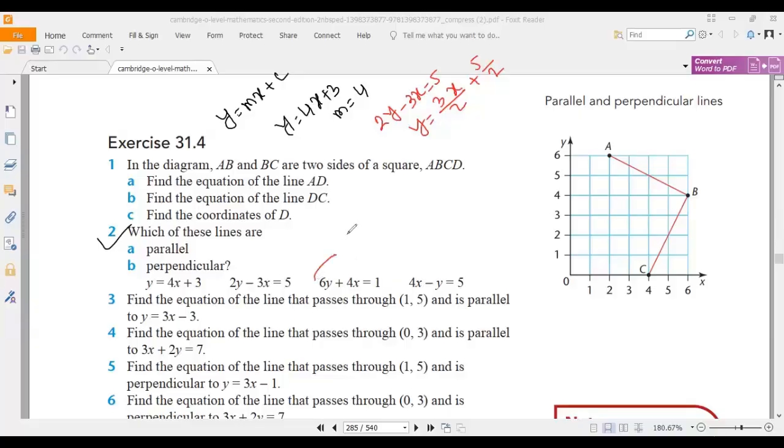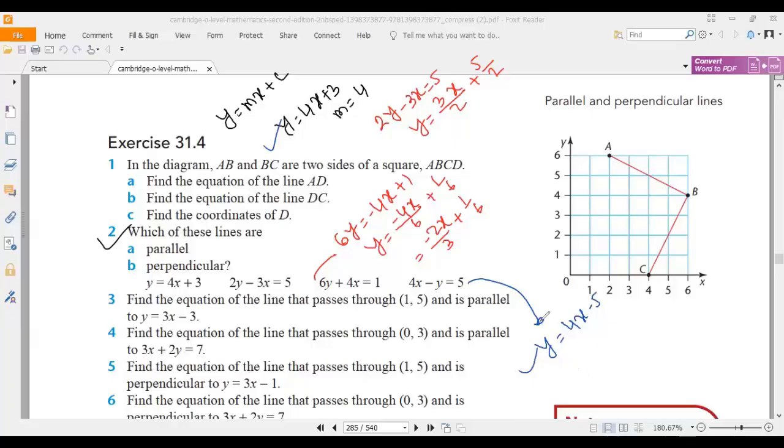Now, the next one is 6y plus 4x equals 1. We can write 6y equals minus 4x plus 1, or y equals minus 4 by 6x plus 1 by 6, or minus 2 by 3x plus 1 by 6. And the last one, 4x minus y equals 5, we can write as y equals 4x minus 5.